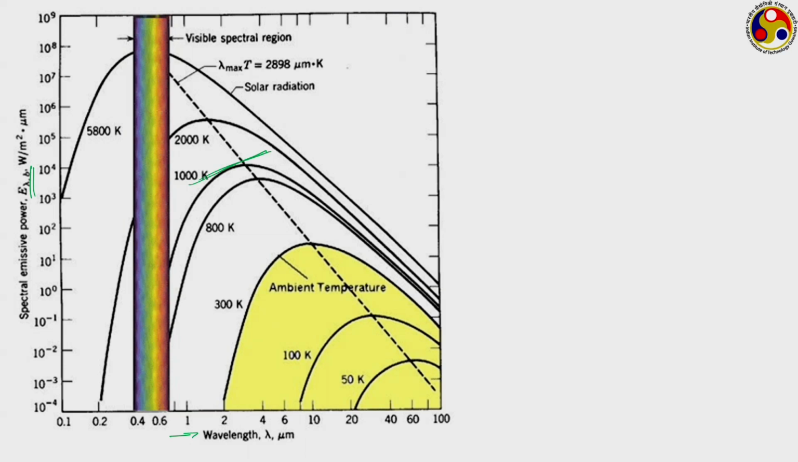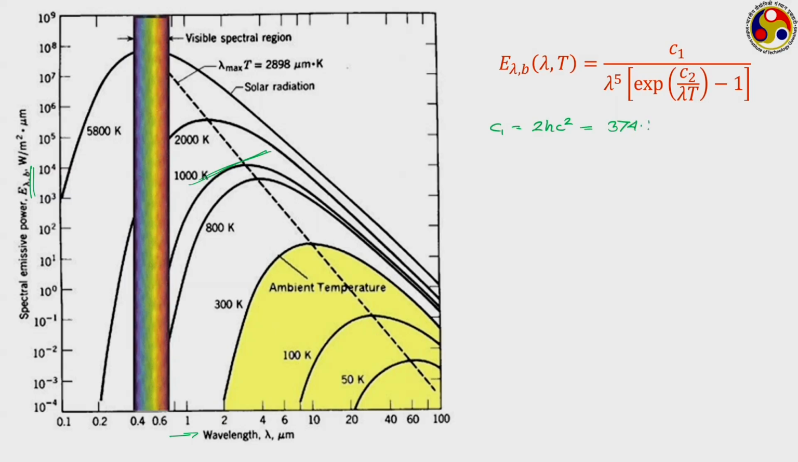And this particular relation is given by this, where on the left hand side we have the spectral hemispherical emissive power, which is given by a relation like this. Here C1 and C2 are constants. C1 is equal to 2hc square and the value is generally 374.18 megawatt micrometer to the power 4 by meter square, where h is the Planck's constant.